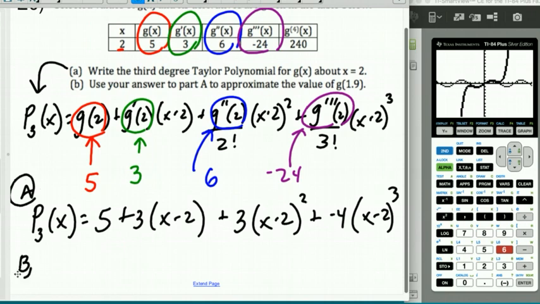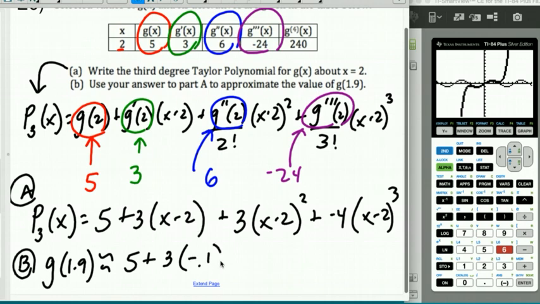My part B is to use that to approximate g of 1.9, right? So that's going to be 5 plus 3 times, when you do 1.9 minus 2, you get a negative 0.1, and yet again, you're going to see that nice same happy thing where we're talking about 0.1s, and that's great because it's just about moving a decimal place. All right, so let's clean this up a little.